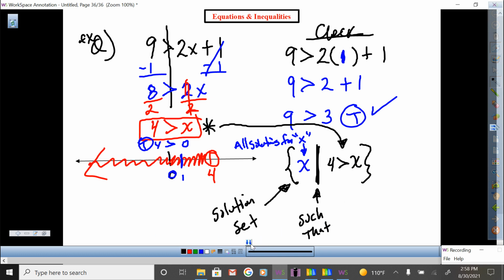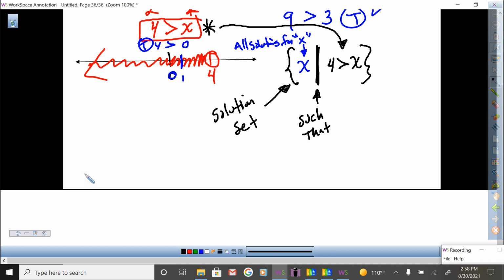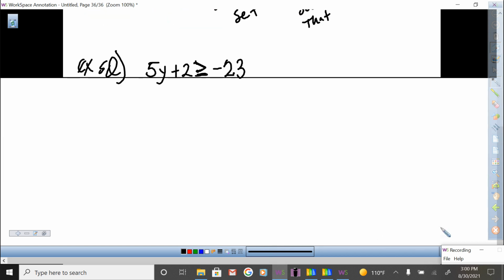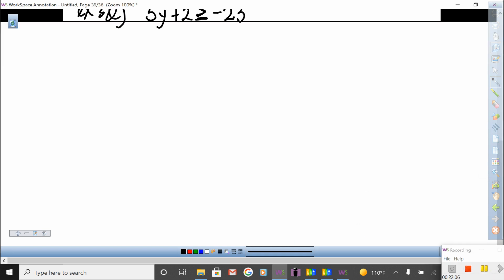All right. So another one, example super cute. I'll give you a head start for this one so you can see if you've got the process already. 5y plus 2 greater than or equal to negative 23. All right? Let's see how you do with that one by yourself. Ready and go. All right, so let's see how we did.